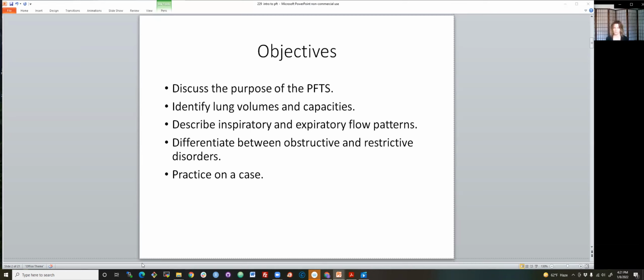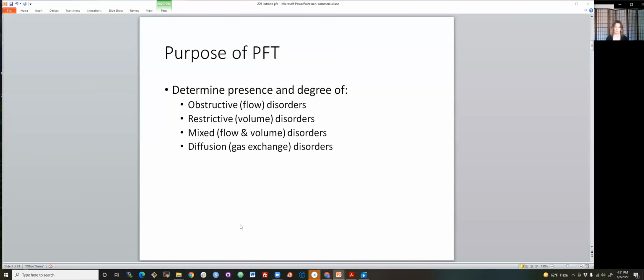Well, we use them to determine the presence and degree of certain diseases, lung diseases in particular. So for example, we would want to potentially identify an obstructive disorder, and we would recognize that by a flow limitation on our pulmonary function test. Or a restrictive disorder, which we would recognize as a volume limitation or a decreased volume capacity on our pulmonary function test. And of course, people can have both an obstructive and a restrictive problem, and we will recognize that as both a flow and volume limited disturbance on our pulmonary function test.